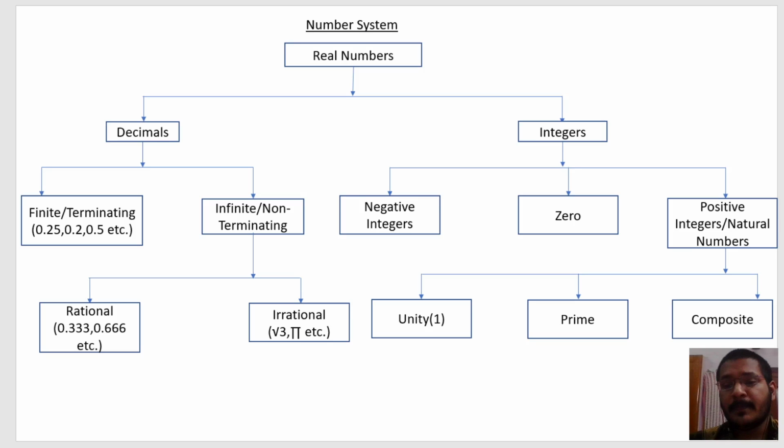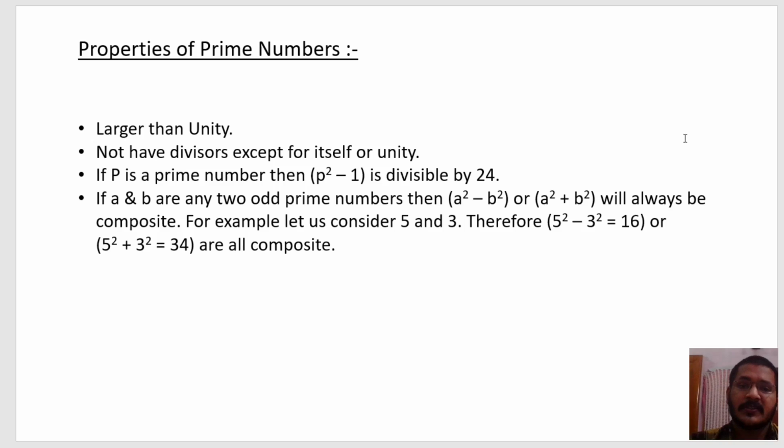So what are the properties of prime numbers? They are larger than unity and have no divisors except itself and unity. Obviously these are common features, you all know that. Now the main thing which many of us don't know is that if p is a prime number, then p square minus 1 is divisible by 24. This is a very important feature, and you should keep in mind that it is one of the most important features while solving any problem. P square minus 1 is always divisible by 24.